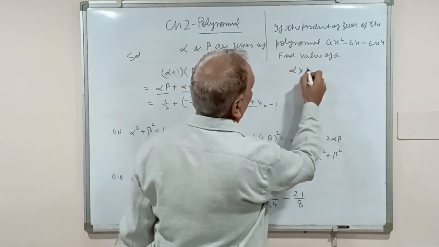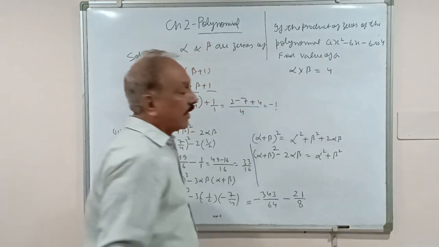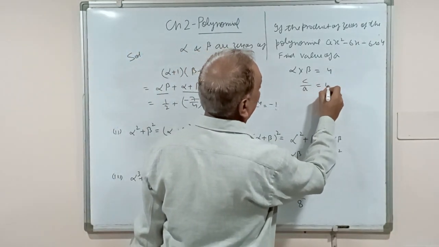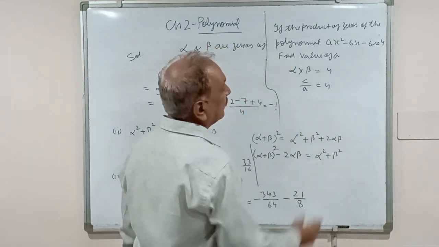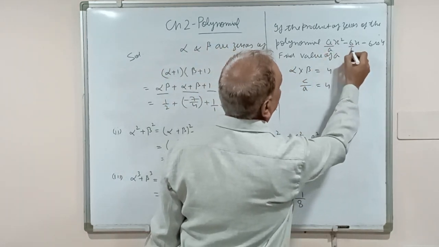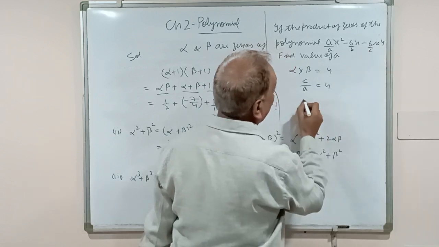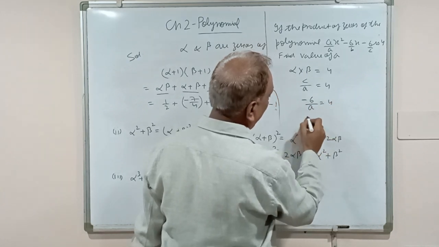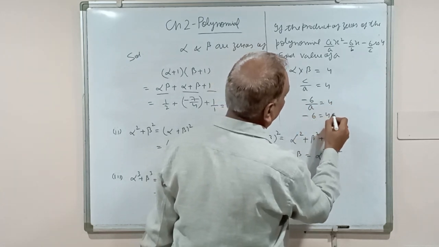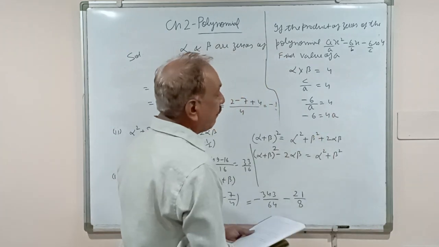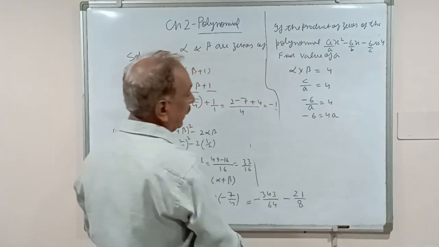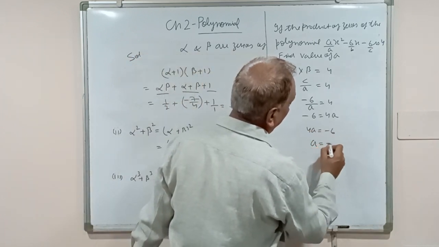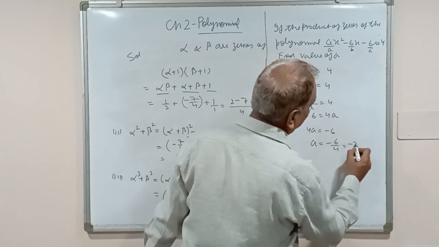Product means alpha into beta is 4. What is product? C upon A. What is this? This is A, this is B, or this is C? C is minus 6, A is a, and the product is 4. Minus 6 upon a equals 4, so 4a equals minus 6. A equals minus 6 upon 4. This is minus 3 by 2.